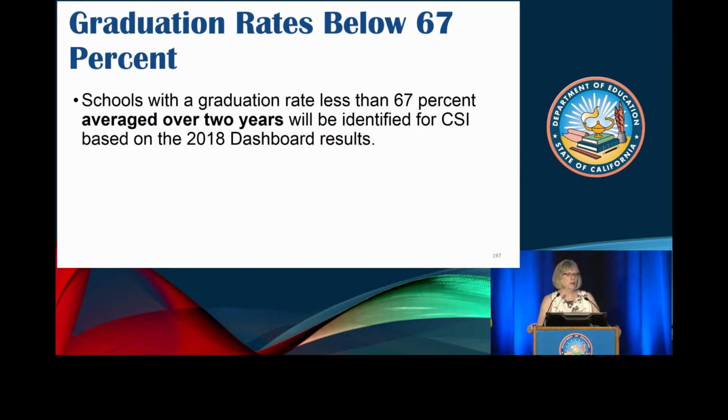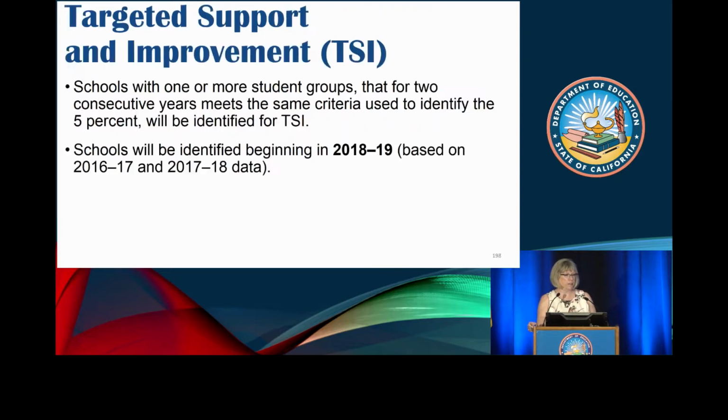So schools with graduation rates below 67%, I believe that if you've read the ESSA state plan, and I'm sure you all have, we indicated that we were going to use 3 years of data and take an average. But because we had to change how we calculate the 4-year cohort rate, we only have 2 years of data with that new calculation. So we will be using 2 years of data and taking an average for this first identification.